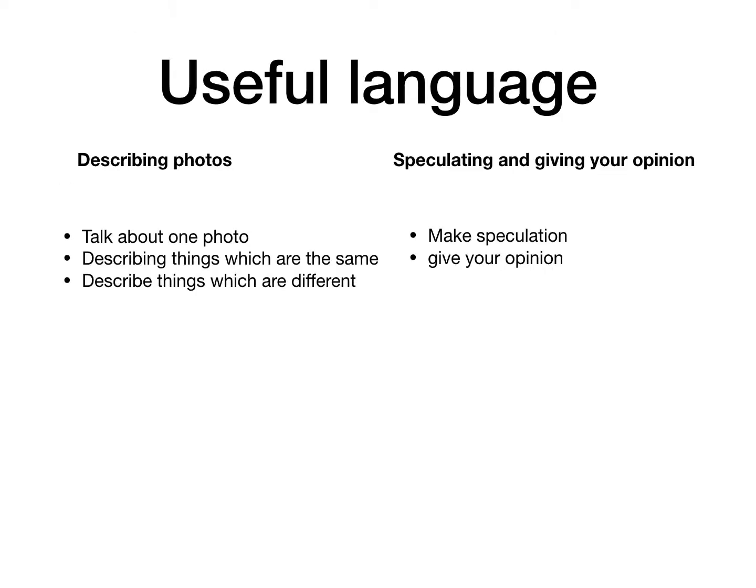So here is my list of useful language. I have divided it into two groups. The first is describing photos, and the second is speculating and giving your opinion. So within describing photos, we've got talking about one photo, which was the example we had before, in the first photo. Then we also have describing things which are the same and describing things which are different. For speculating and giving your opinion, you need to make speculations, give your opinion about it. They're very similar, so don't worry about that too much.